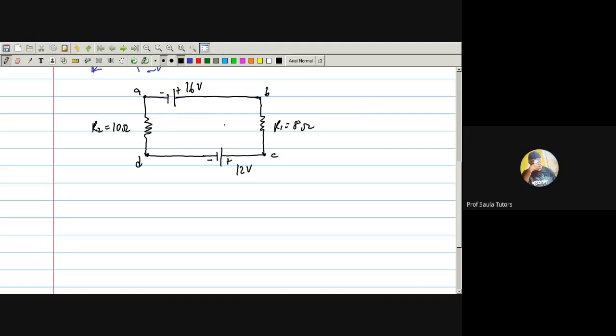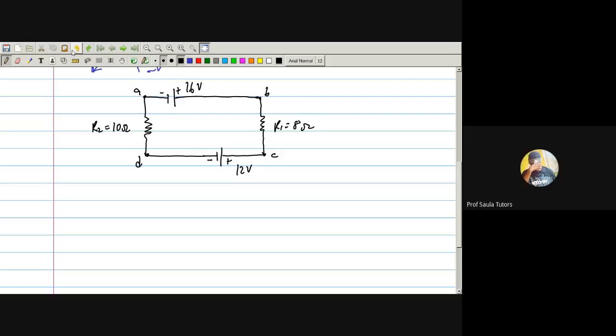Now pay attention. The first thing you should do whenever they give you Kirchhoff's rule is determine the direction of the current. How will the current move? Will the current be moving this way, or will it be moving in the opposite direction? Some people will choose any direction of current. In your final answer, if your current gives you a negative sign, it means you have just picked the wrong direction. Are we together?